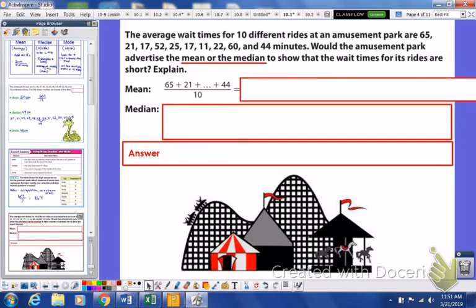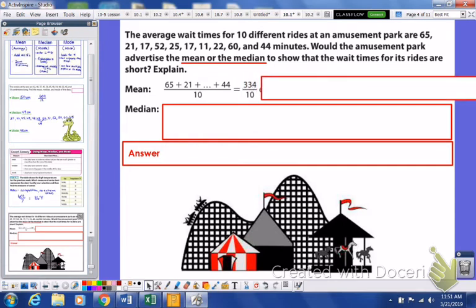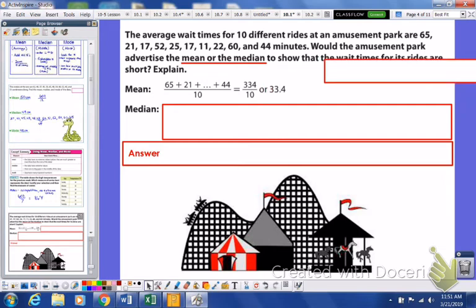All right, so for the mean, we know we want to add up all our numbers. That dot, dot, dot there just means that there's more numbers in between. And then divide by the total number. We already knew that there were 10. Which gives us 334 divided by 10, which is 33.4 minutes. Okay, make sure you're getting these in your notes.